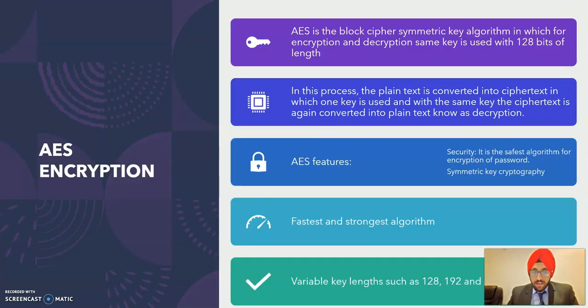We also used AES encryption, which is a block cipher technique in which only one key is used for the encryption and the decryption. It is a process in which the plain text is converted into cipher text. It also offers a good and safe technique. It provides good security. It is the fastest and the strongest algorithm. It has variable key lengths, which is very good: 128, 192, and 256.